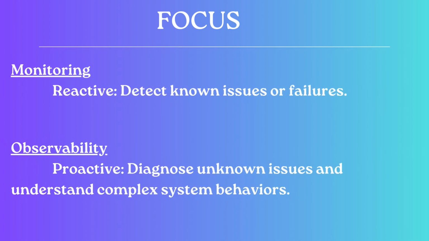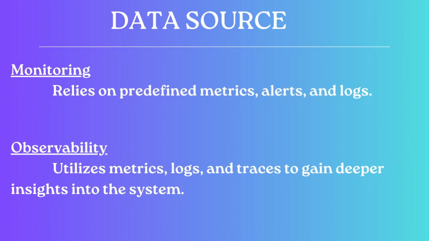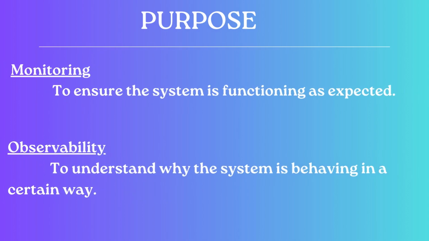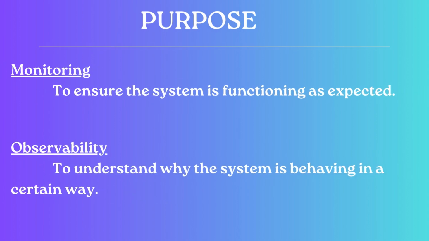What exactly does it focus on? Monitoring is reactive. It detects known issues or failures. Observability is proactive. It diagnoses unknown issues and helps understand complex system behavior. The data source for monitoring relies on predefined metrics, alerts, and logs. Observability utilizes metrics, logs, and traces to gain deeper insight into the systems. The purpose in monitoring is to ensure the system is functioning as expected, whereas observability is to understand why the system is behaving in a certain way.